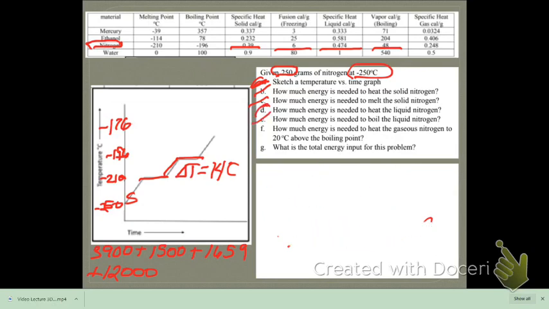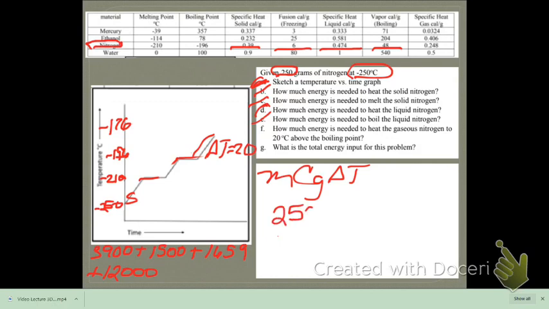Finally, I have to heat my gas, and it tells me that I'm heating it 20 degrees above the boiling point, so I already know what my delta T for this is going to be, and that's going to be 20. There is temperature change, so I know that I'm going to have to use the MC delta T for gas. My mass is 250 times my specific heat for heating gas, which is 0.248, times my temperature change, which is 20.